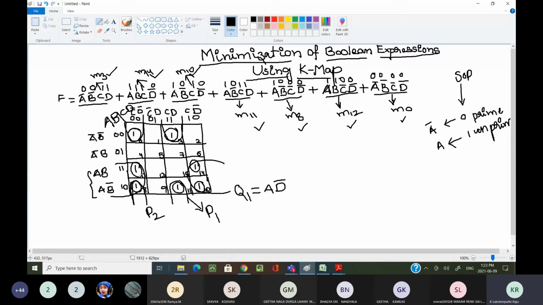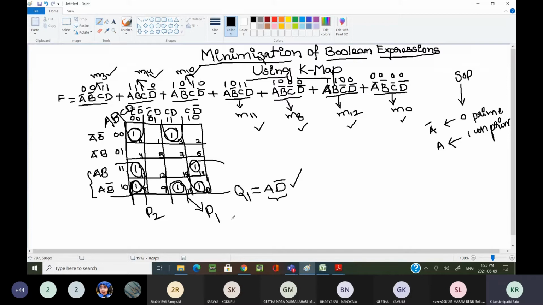Now column wise, 12 and 8 and 14 and 10. Column wise, first column as well as fourth column. In the first column as well as the fourth column, which is common and which is varying? D bar is common and C is varying. That means the common term is D bar. Now if you simplify the quad, you get A D bar. We already know one rule: if I simplify a quad, how many variables get reduced? Two variables. The final term contains two variables only. We have reduced two variables by forming this quad.